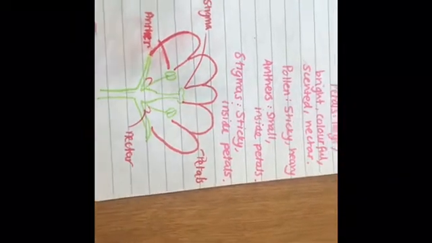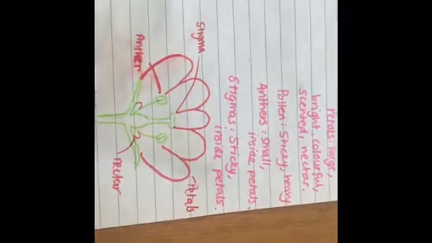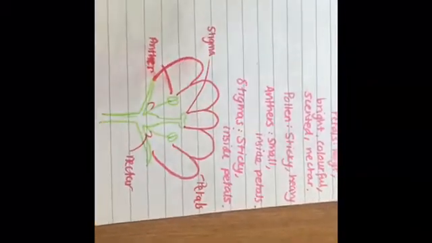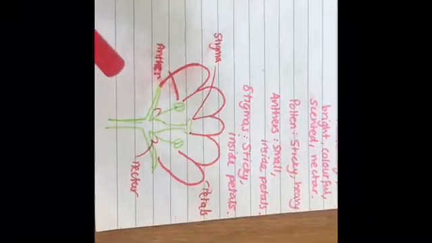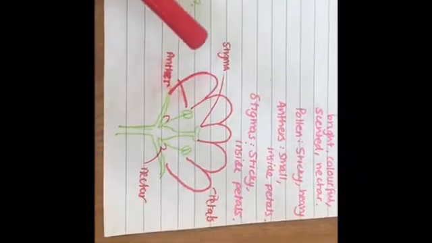Okay, so just to go through those points again, for insect or animal pollination, we have large, brightly coloured petals. There's a nice smell that comes from the flower. There's nectar that's produced from the flower.